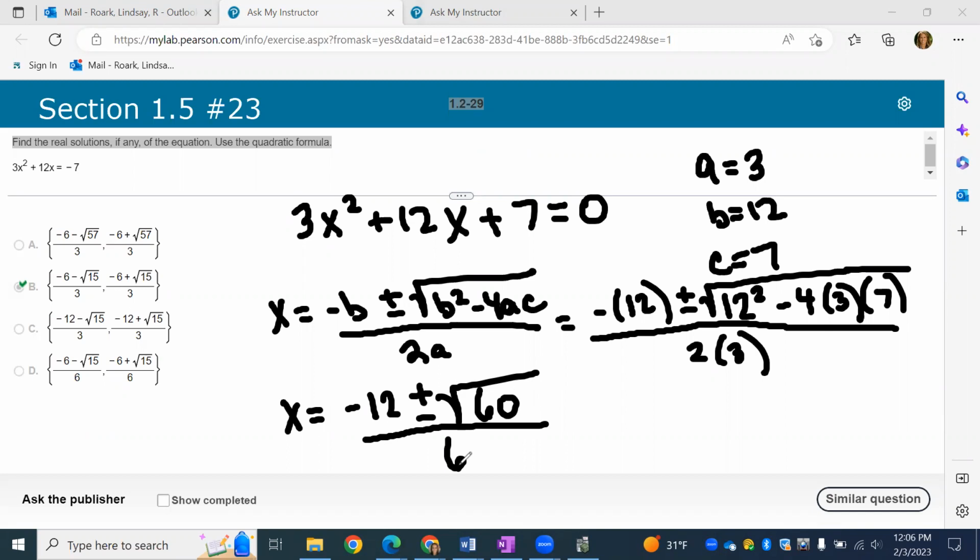But from here is where things can get a little bit challenging, because we have to do two things. One thing we have to do is make sure that we can simplify, if possible, the square root of 60. And then the other thing is there could possibly be a fraction operation simplification as well.